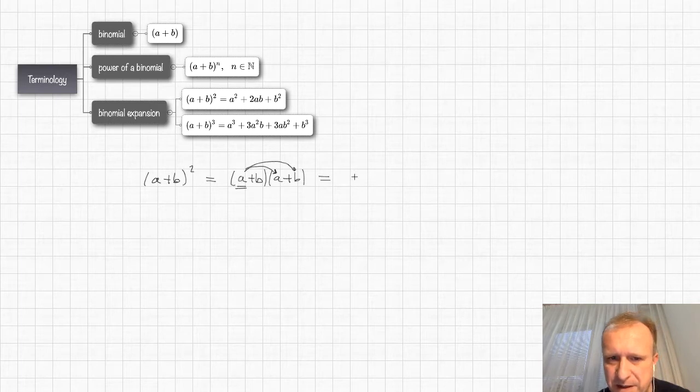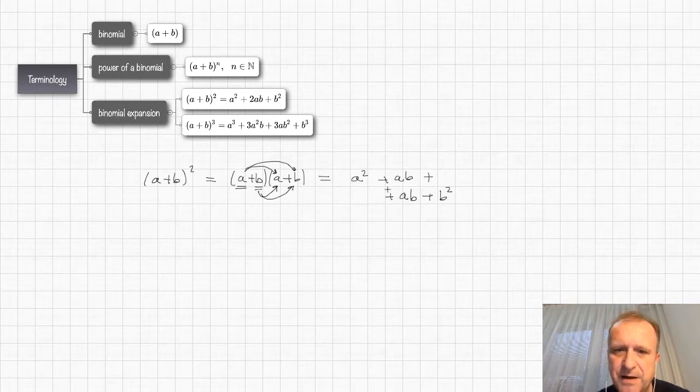So it's a times a, it's a squared, plus a times b, so it's ab. And now what is interesting, I'm going to use the second term in the first bracket and multiply the first and the second and write it below in a special way. So b times a is ba, but you can write it as ab and write it below this term, so it's ab, plus b times b is b squared. You can see what I did. I wrote those two lines here. The first line represents multiplication by the first term in the first bracket, and the second line the multiplication by the second term in the first bracket.